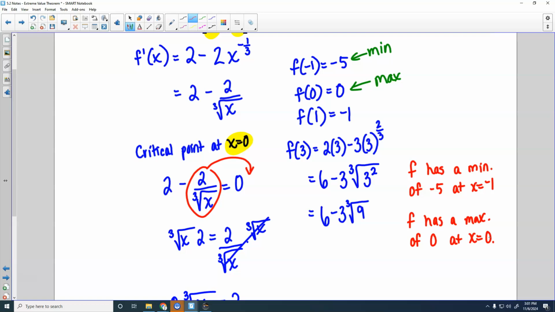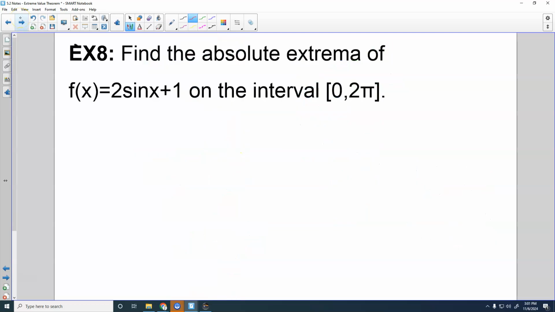Okay, so you got to see, you find the derivative, set it equal to 0 or undefined to get your critical points. Then you're going to test all of your candidates to see which one's highest and which one's lowest. Now let's see.